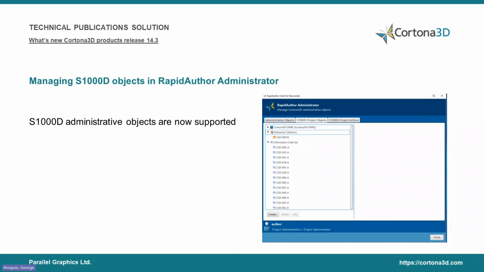A special utility called RapidAuthor Administrator, which allows you to create and manage administrative objects such as item types and delivery maps, now also supports S1000D administrative objects, which can be created and edited here. The purpose of RapidAuthor Administrator is to provide a solution for managing Cortona 3D administrative objects in Teamcenter without relying on Rich Client when Active Workspace is used instead.